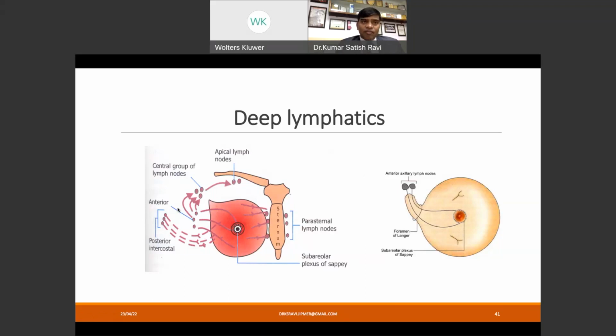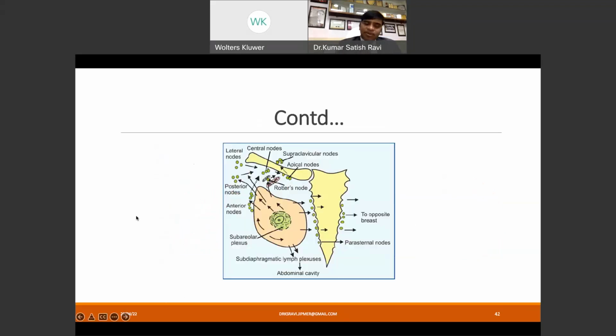So most of the breast will drain into the anterior axillary lymph nodes. 75% of the lymph will be draining into the axillary lymph nodes, whereas 20% of the lymph will be draining into the internal mammary nodes. And apart from that, 5% will be draining into the posterior intercostal nodes.